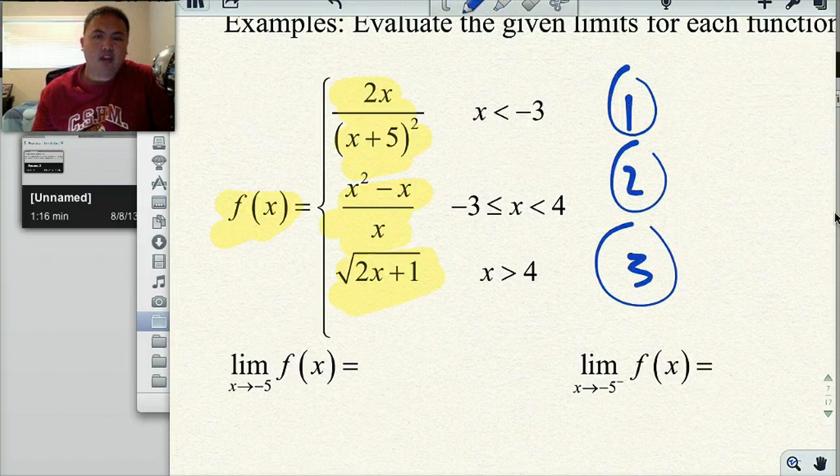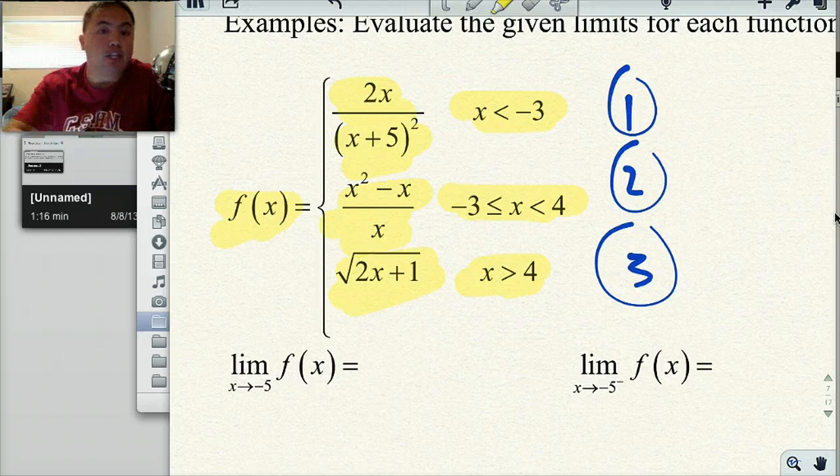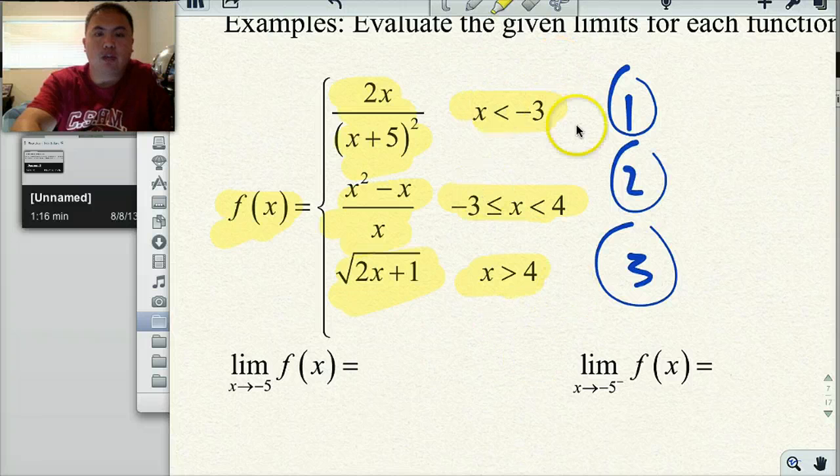How do you have a function made up of 3 functions? Well, function 1, when x is less than negative 3, I'm going to use this graph or this function. If the x is between negative 3 and 4, I'm going to use this function. And if x is greater than 4, I'm going to use this function instead. So it is a function made up of 3 different ones. And here are my intervals here on the right side.